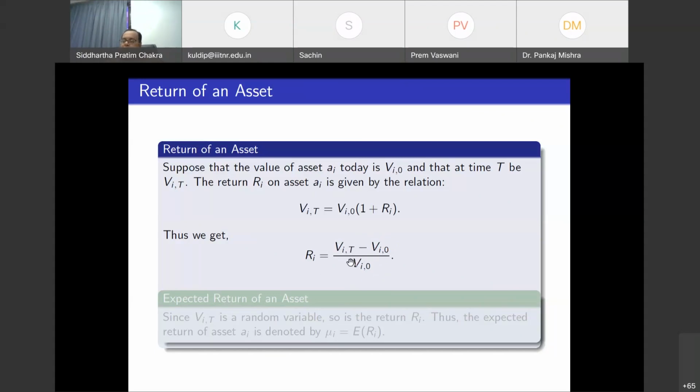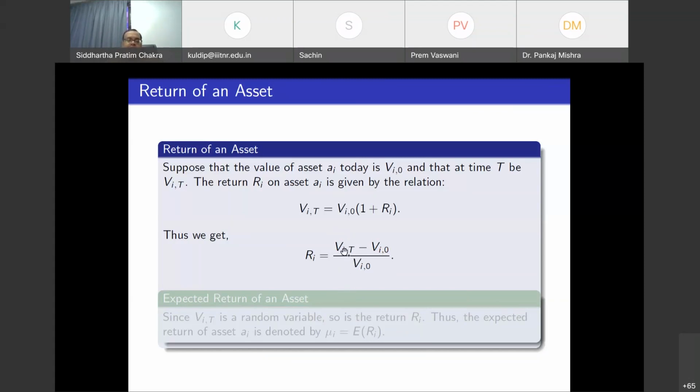But if your asset is unknown, is a risky asset like a stock, then of course VIT is uncertain. So this is going to be a random variable. Now, VI0 is a deterministic quantity, not a random variable, but VIT can be a random variable or it may not be. If it is not a random variable like a bond, then there is nothing interesting in it, because you know right at the beginning what is going to happen at the end of the period, time t equal to capital T. There is no uncertainty as far as your returns are concerned. But if it is a stock, there is uncertainty, in which case VIT is going to be a random variable.